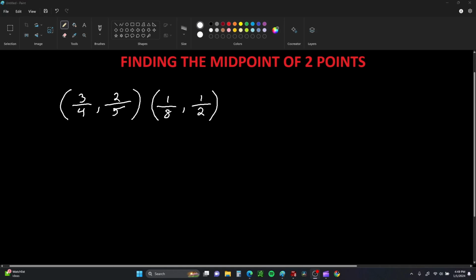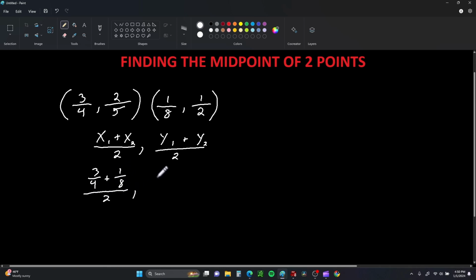So we'll do an example that has fractions in it, and we'll set it up by starting with the formula. And then we'll substitute. So x1 will be 3/4 plus x2 will be 1/8. That whole thing will be divided by 2. And then the y's would be 2/5 plus 1/2, again divided by 2.